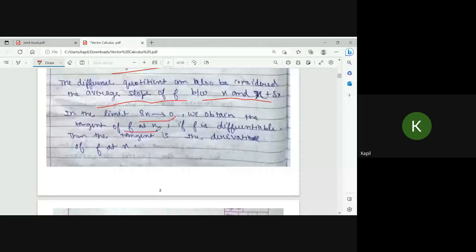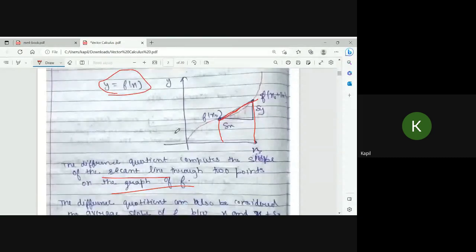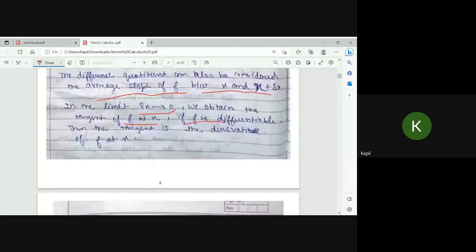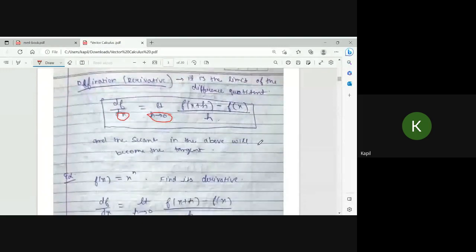If the difference between these two points becomes 0, then this secant line will become our tangent. So the slope of the tangent at any point gives us the derivative of the function at that point x. If f is differentiable, then the tangent slope is the derivative of f at x. So the definition of the derivative is the limit of the difference quotient where we put delta x or h tending to 0. We get the derivative of that function at any point x, and the secant in the above will become the tangent.